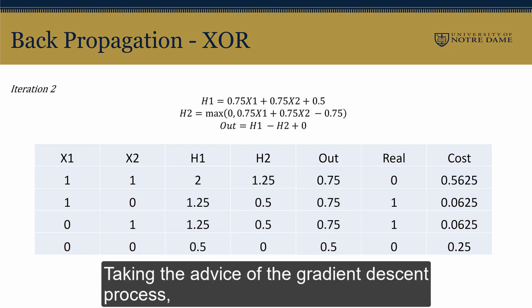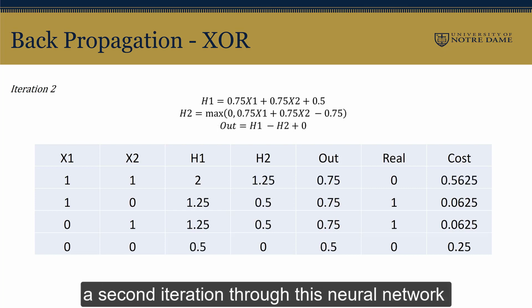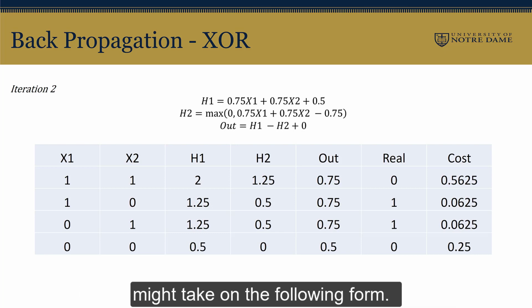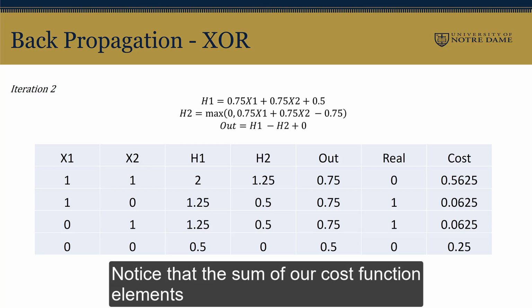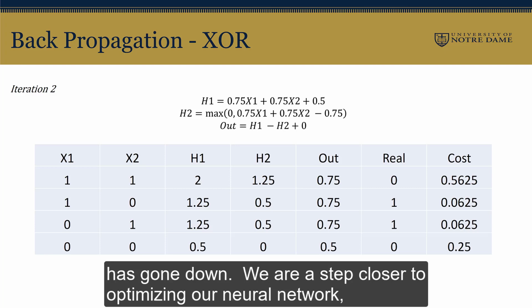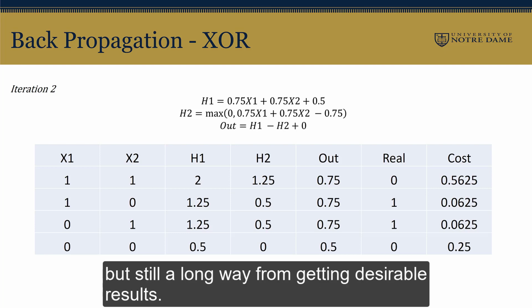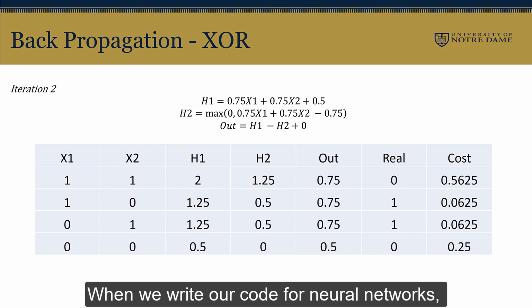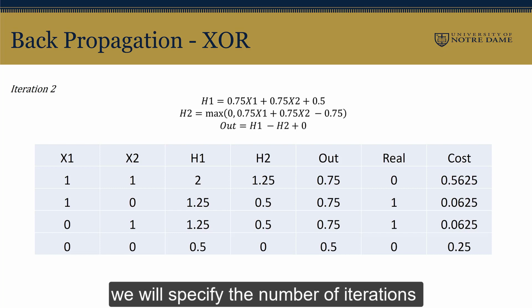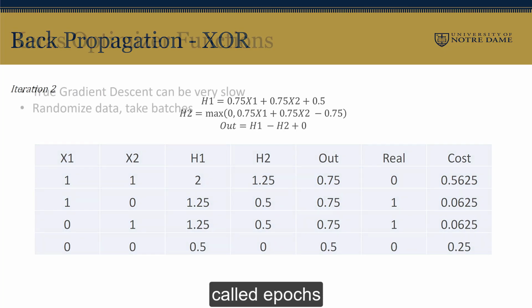Taking the advice of the gradient descent process, a second iteration through this neural network might take on the following form. Notice that the sum of our cost function elements has gone down. We're one step closer to optimizing our neural network, but still a long way from getting desirable results. When we write our code for neural networks, we will specify the number of iterations that we want this process to go through, called epochs.